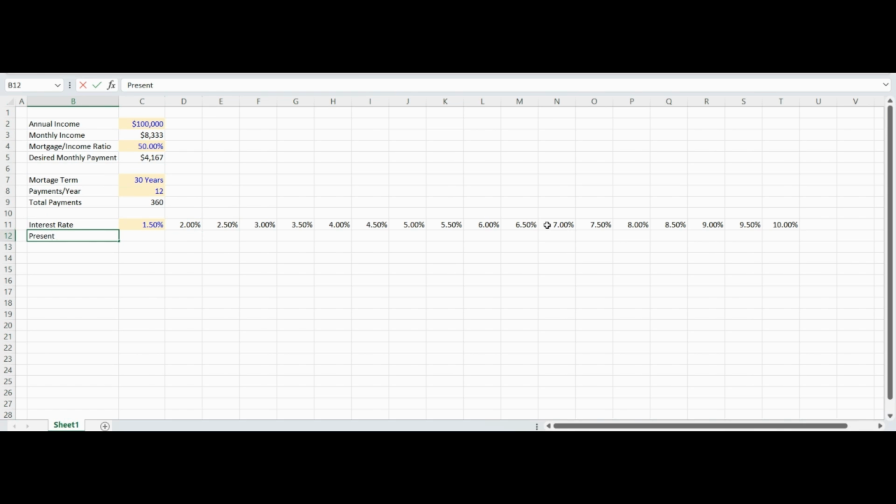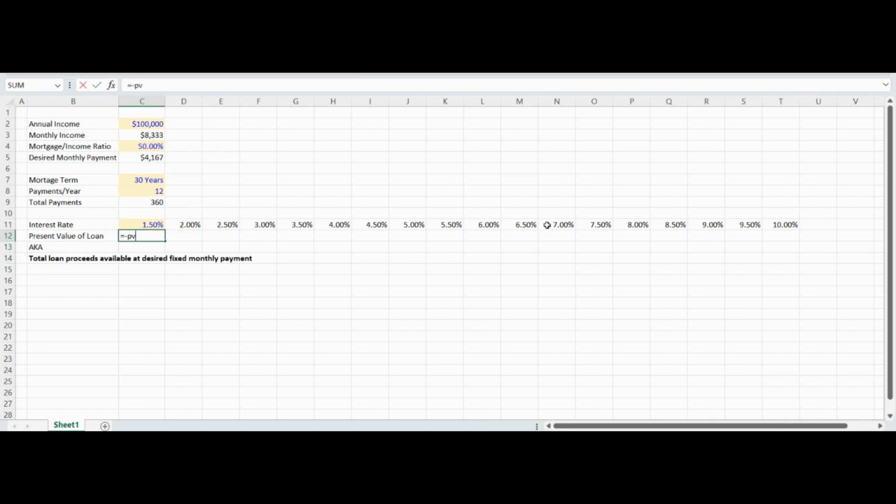We are going to calculate the present value of a loan given a fixed monthly payment, term, and number of annual payments and a changing interest rate. This present value of the loan can also be viewed as the loan proceeds available to the borrower at the selected interest rate, term, number of payments, and the desired fixed monthly payment amount. We will now calculate the present value by utilizing the built-in present value function within Microsoft Excel.